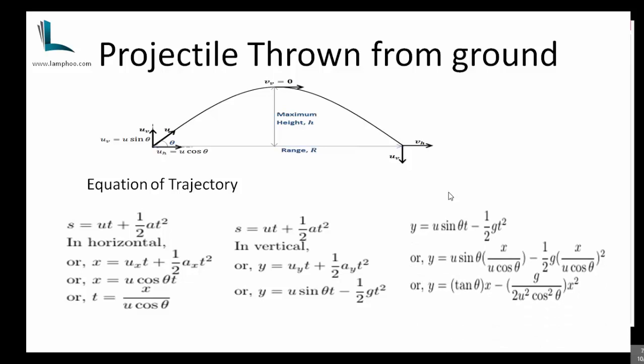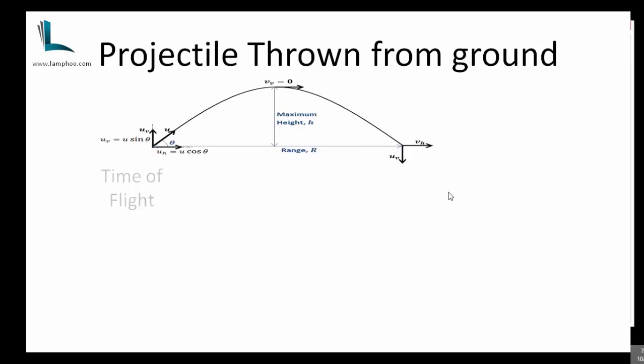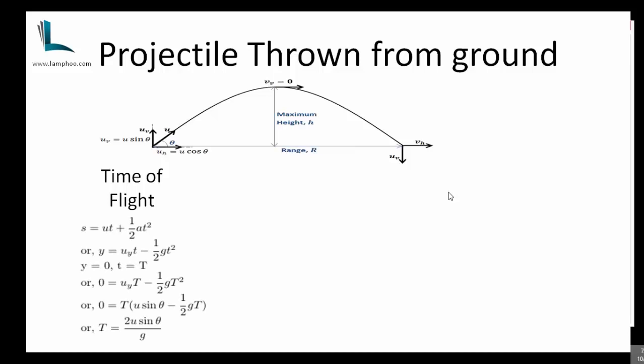When putting the value from the previous result, y equals tan theta times x minus g by 2u square cos square theta times x square. It is in the form of y is equal to a x minus b x square, which is the equation of parabola. So the trajectory of projectile thrown from the ground is parabolic in nature. Now let us derive expressions for the time of flight, horizontal range and velocity at any instant, starting with the time of flight.